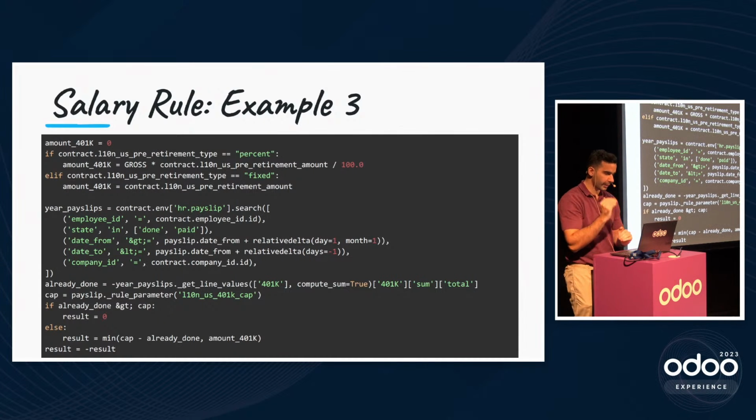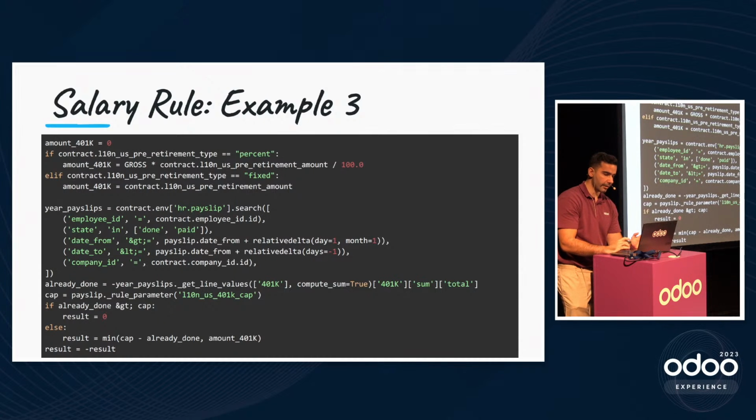So, kind of a big chunk of code. So first, let's compute the expected 401k amount. So this is based on what we just defined, fixed amount or percentage. Then we will search all the payslips for employees that we emitted over the year. We search for the payslips that are in the state paid or done. We restrict the search to the payslips that start at least the 1st of January of the current payslip year, and that end before the start of the current payslip.